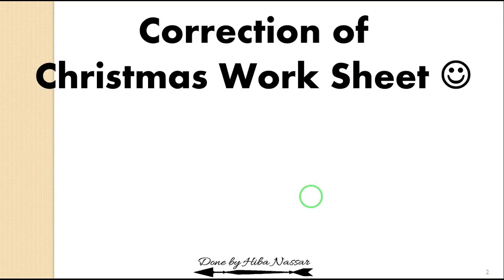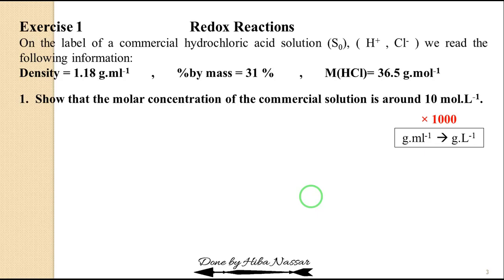Today we are going to correct our Christmas worksheet. So let's start with exercise number 1. On the label of a commercial hydrochloric acid solution, denoted by capital letter S0, containing the two ions H+ and Cl-, we read the following information. Density is equal to 1.18 gram per milliliter, percentage by mass 31%, and you have the molar mass for hydrochloric acid, 36.5 gram per mole.